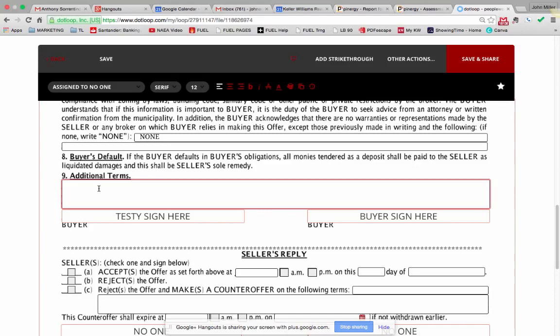Subject to, you could say, subject to the seller leaving their dog. I'm joking. Don't do that. Yeah, let's not do that. That's a little extreme. But you get my point, right?